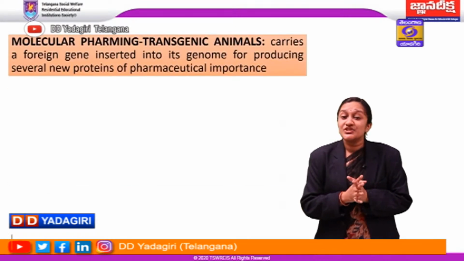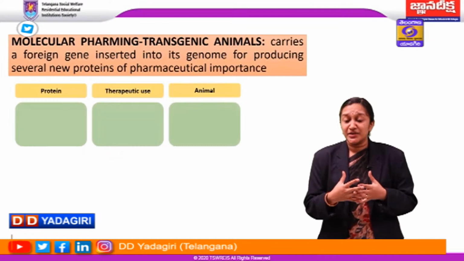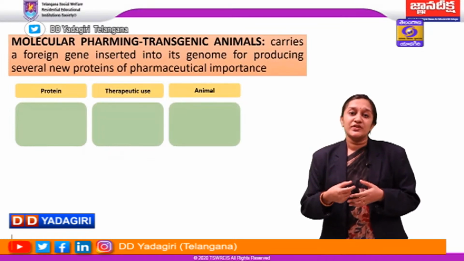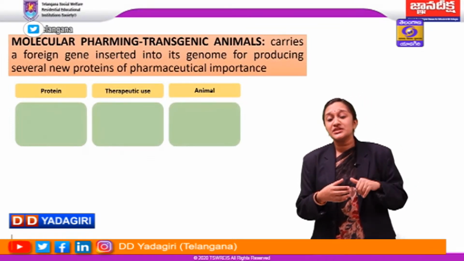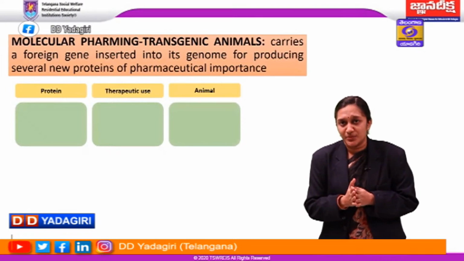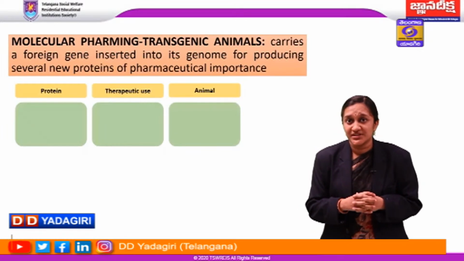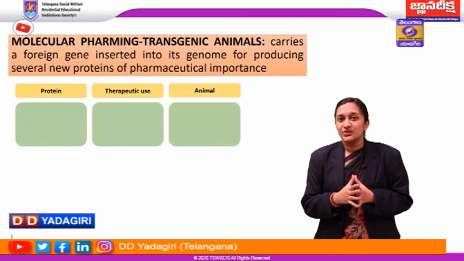Now let's look at some of the transgenic animals. What are transgenic animals? Like I said, those animals which contain the gene of interest obtained from another source introduced into it for the production of some of the pharmaceutically important products. Since we are using animals for production of pharmaceuticals, the technique is called molecular farming.